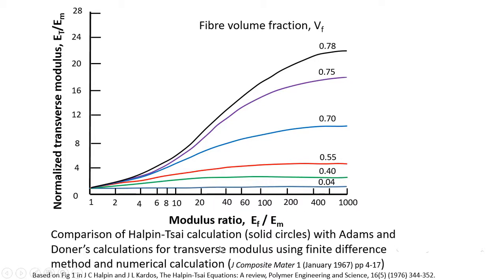Now on this calculation, if we plot the Halpin-Tsai model calculation, for 0.75 volume fraction it gives a value here, whereas for 0.55 it gives a value very close to the calculation done by Adams and Doner. So it is seen that the Halpin-Tsai model is quite accurate, perhaps up to 0.7 volume fraction of the fiber. Beyond that, it may not be very accurate. This graph is based on figure 1 in Halpin and Kardos' paper, which is referenced here.